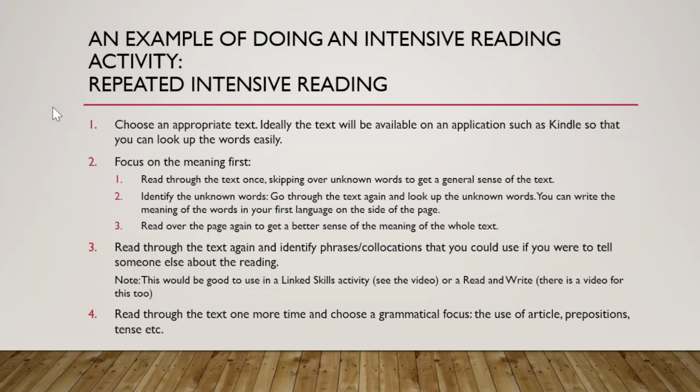So stage 3, I would go through the text again and identify different phrases or collocations, and choose the phrases or collocations that would be useful to you if you were to tell someone about the text later on. So what we're doing in stage 3 is we're identifying phrases and collocations that you could use productively in meaning-focused output, for example.